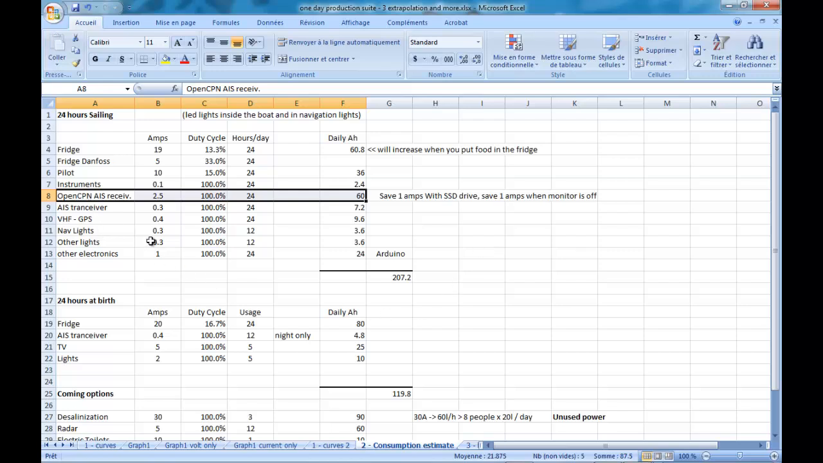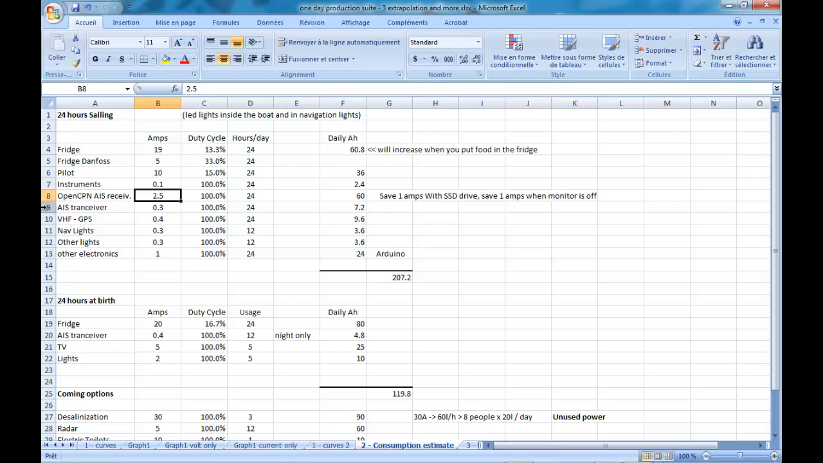I'm using OpenCPN on it, and most of the time the screensaver will start and it will go down to 2 amps. So I put like 2.5, normally 3 amps. Now I'm thinking seriously about getting an SSD drive to decrease the power consumption, and that should save another amp.